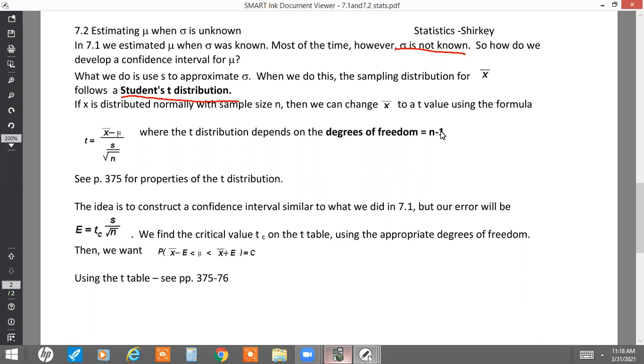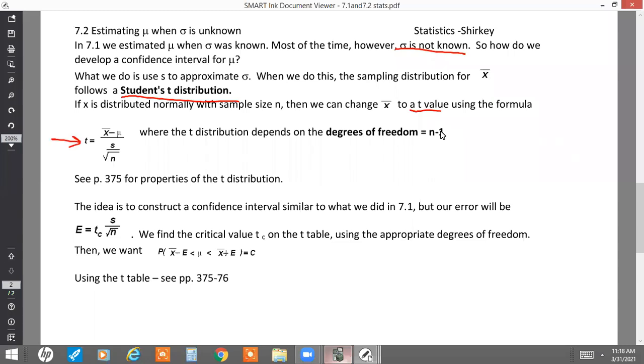And what happens is, if X is normally distributed with sample size n, then we can change X bar, instead of to a Z value, to a T value. And then we can either do it on the calculator or using a table in your appendix. I'm going to show you first the table in your appendix, and then we'll see how to do it on a graphing calculator. Now take a look at this formula over here.